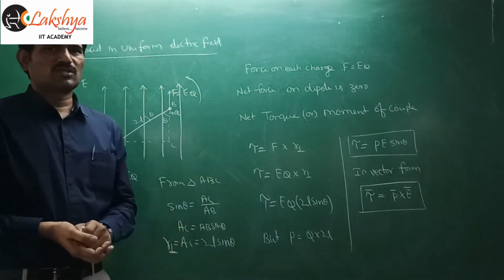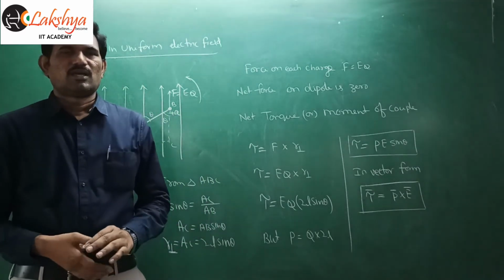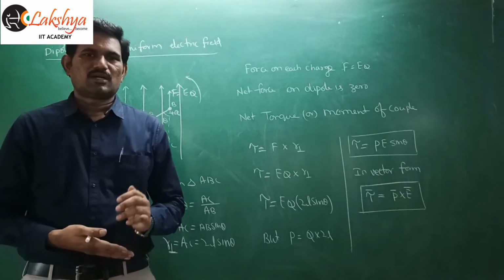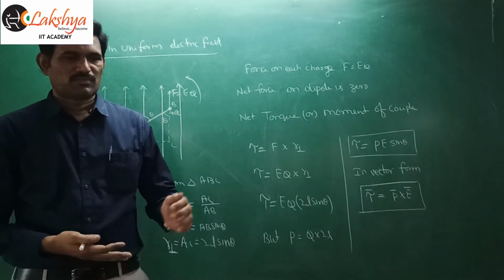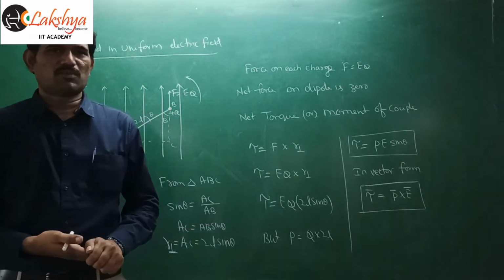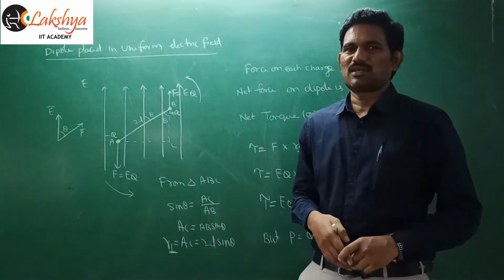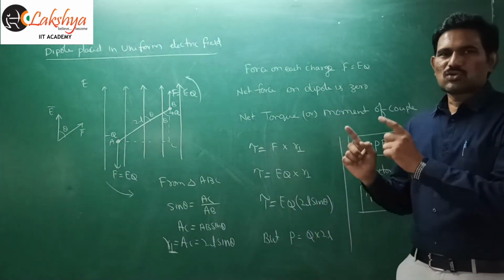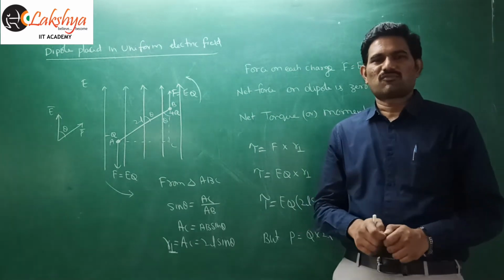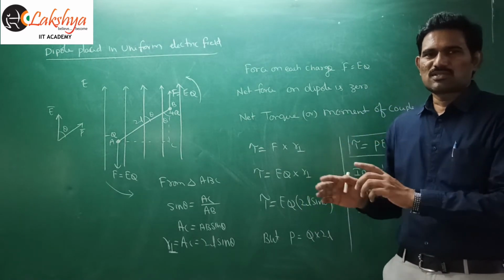And sometimes they will mention that when a dipole is placed in a uniform electric field, net force must be 0, and the torque may or may not be 0. Or net force and the torque must be 0. Or torque must be 0, force may or may not be 0. Such types of confusing options may be there. So you should remember it clearly. Net force is always 0 if the field is uniform. I am saying this is about a uniform electric field. When a dipole is placed in a uniform electric field, net force is always 0.